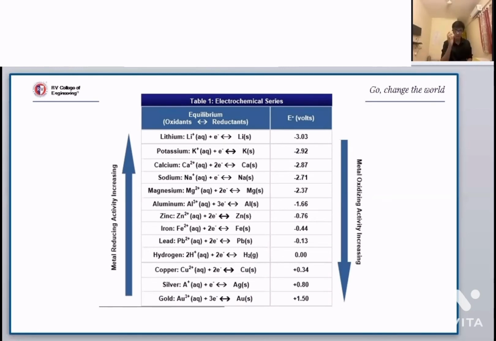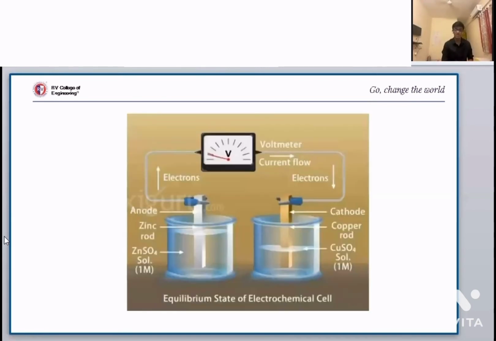But the real significance is that since copper is a stronger oxidizing agent and zinc is a stronger reducing agent, zinc will lose its electrons while the cathode will accept those electrons. So as you can see, there is a movement of electrons from anode to cathode.